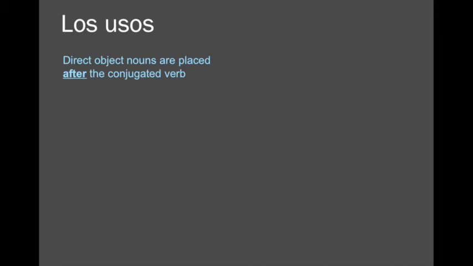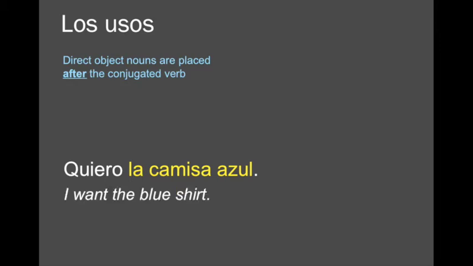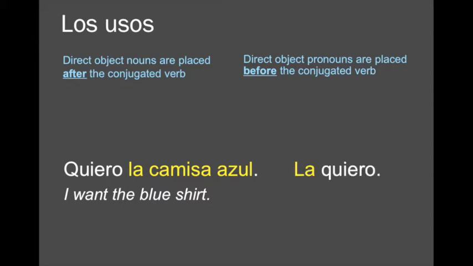So, if we were going to use them, direct object nouns are placed after the conjugated verb, like we talked about. For example, quiero la camisa azul, I want the blue shirt, where la camisa azul comes after the word quiero. When we replace the nouns with the pronouns, we are going to put them before the conjugated verb. So if we take la camisa and we replace it with la, we are going to put it before the quiero. So la quiero. And this will translate to I want it.